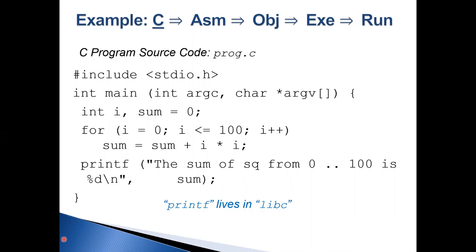Okay, so here let's take a look at the whole process using an example. We're going to convert this C program into an assembly program, then an object file, and then the executable. We assume that in this program we use printf, and that printf is in the library C object file. So what is the first step?